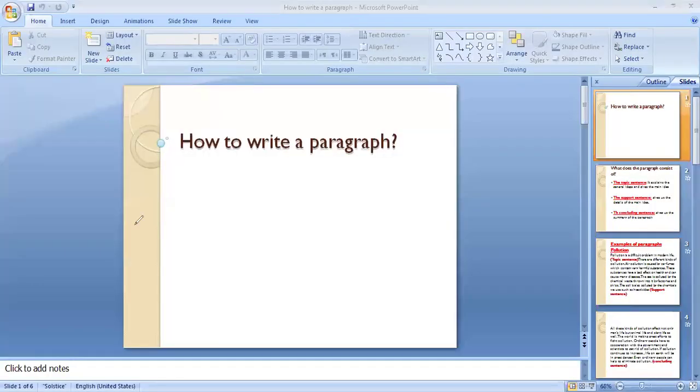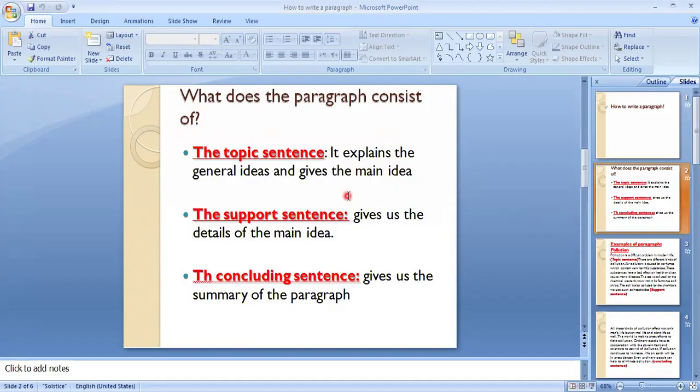How to write a paragraph. First of all, let's learn what the paragraph consists of. The paragraph consists of three parts. Topic sentence: the sentence that explains the general idea and gives the main idea. Support sentences: the sentences that give us details. And the concluding sentence, which gives us the summary or the brief of our paragraph.